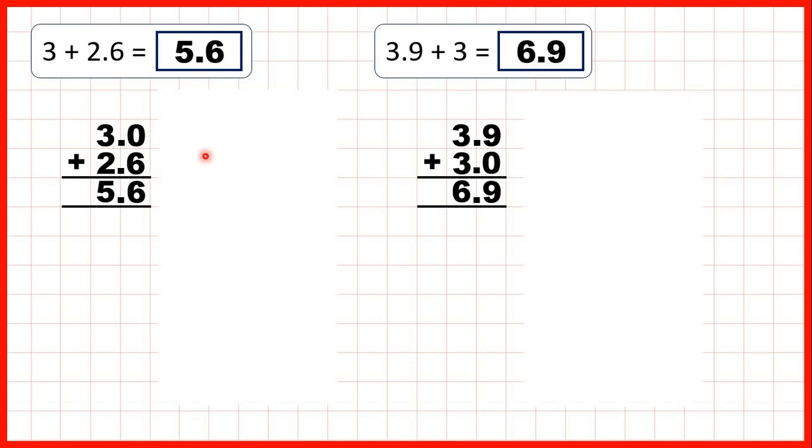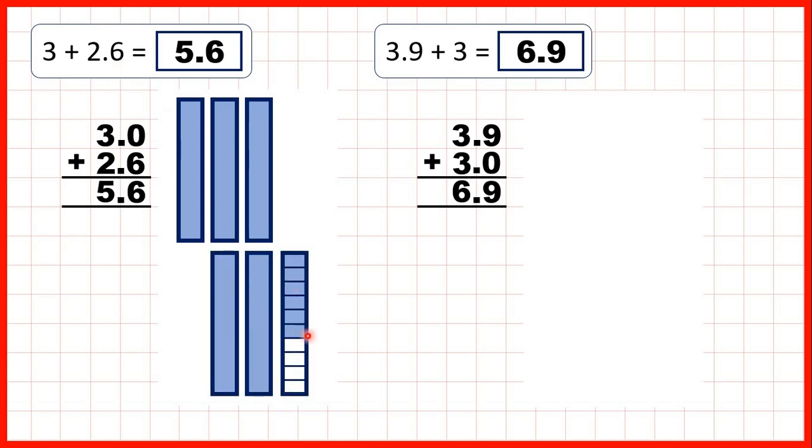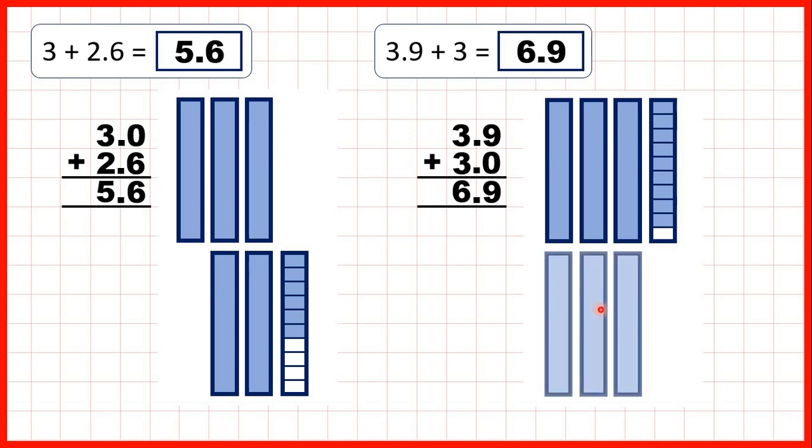So let's show what we've done. We started with 3 wholes, and we were adding 2.6, which is 2 wholes and 6 tenths. So in our answer, we still have the 6 tenths, but altogether we have 5 wholes, so that's 5.6. And for this question, we started with 3.9, so that's 3 wholes and 9 tenths, and we were adding 3, so that's 3 wholes. So in our answer, we still have our 9 tenths, but now altogether we've got 6 wholes, or 6 ones, so that gives us 6.9.